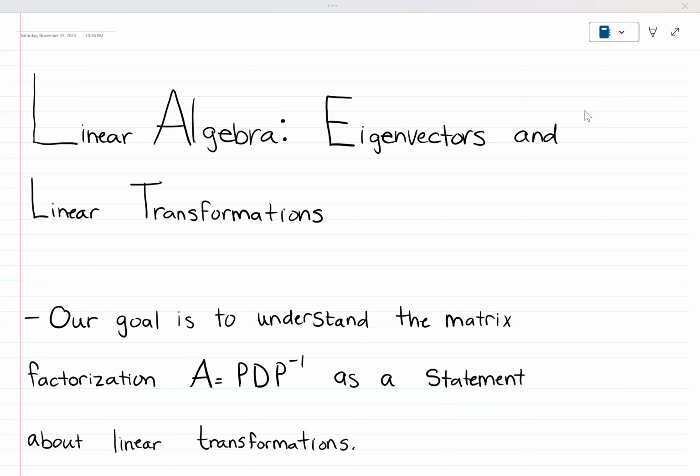Hello. In this video, we will go over how eigenvectors play a role in linear transformation. So this will be linear algebra, eigenvectors, and linear transformation. Our goal is to understand the matrix factorization A equals P times D times P inverse as a statement about linear transformation.